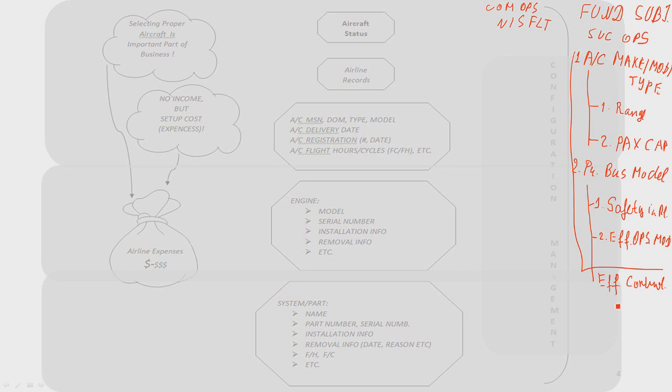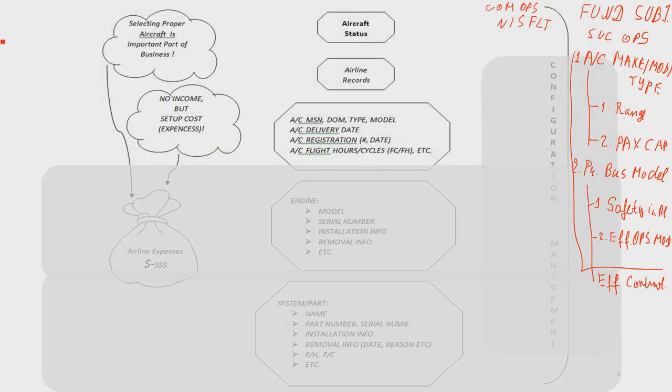Now let's go back to our aircraft information records. Let's put here aircraft info records, recs, and also we have here three subjects. Number one, aircraft status.